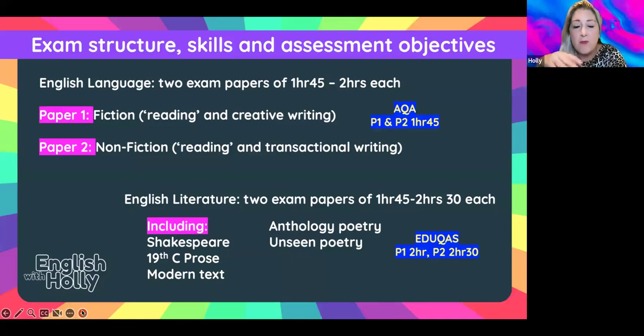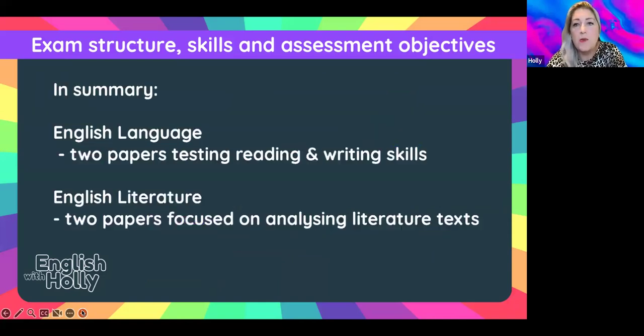I did start off by putting all of the information for each exam board on the screen, and I just thought it might bamboozle everybody, and it might not necessarily be that useful at this stage. But of course, you can find out that information from your school, or even just Googling exam details and then the name of the exam board.